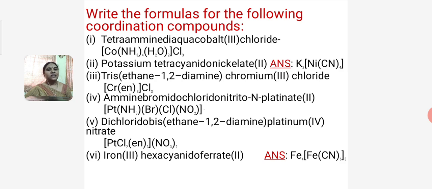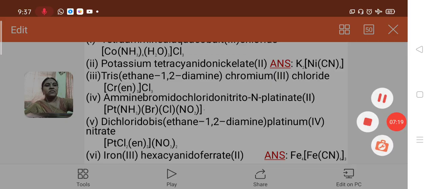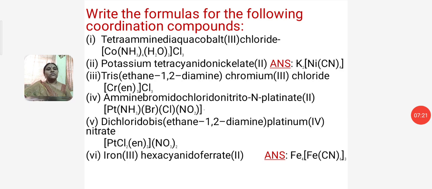So, start writing the formula. Parenthesis, central metal ion chromium, Cr, the ligands present en, enclose them in a bracket, indicate how many times the ligand is repeated, it is 3 times, tris, enclose it in a parenthesis. Then what is the charge on the complex ion? It is 3 plus. So, the formula of the complex is [Cr(en)3]Cl3.